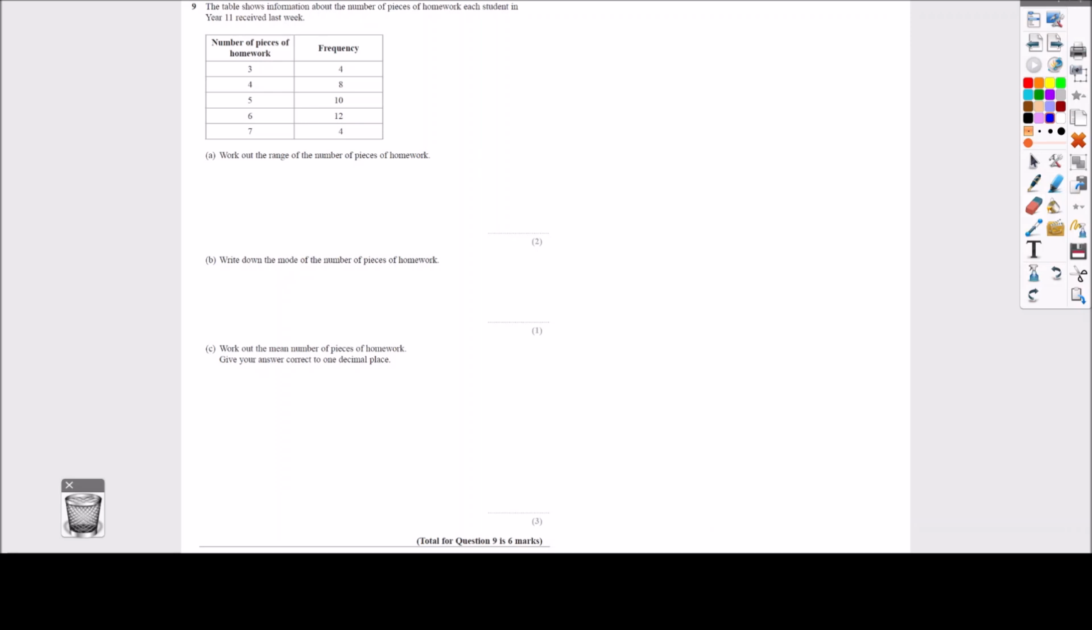So what was the most homework someone got? What was the least homework someone got? And it's the difference between the two. So the most homework that someone got was 7. 4 people got that. 4 people only got 3. So the range is the difference between those. So 7 take away 3, which is 4.